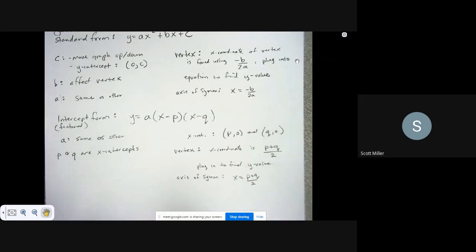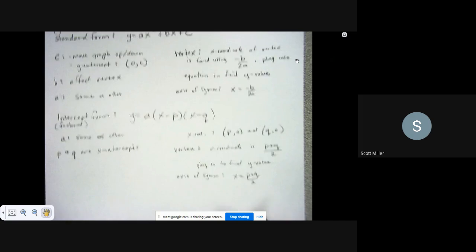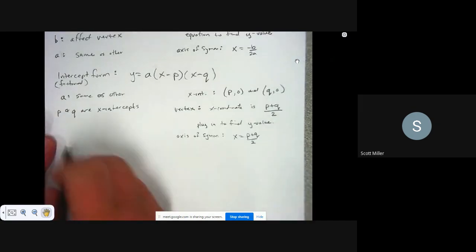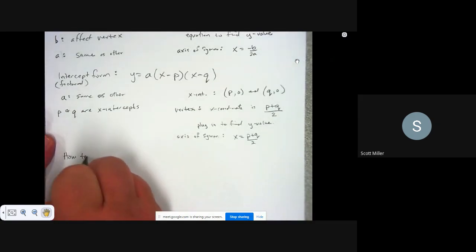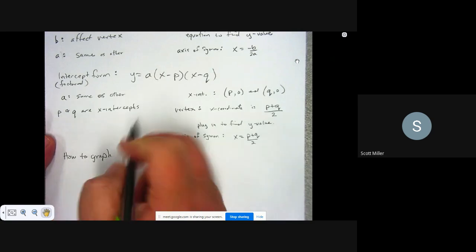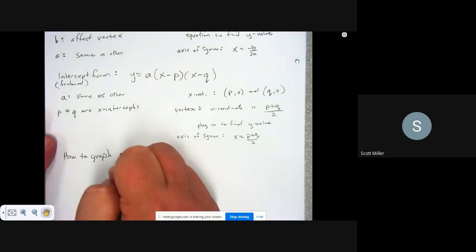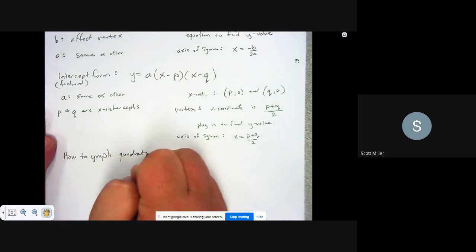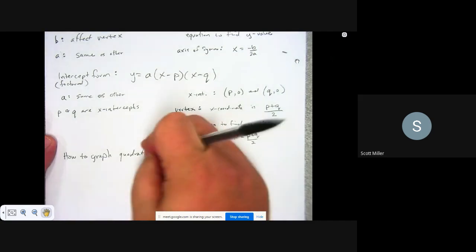So these are the three forms that we're going to be exploring quite extensively in here and using quite often. So we want to be familiar with all three of them, but also we want to learn how to graph these things. So how to graph quadratics. I'll call them quadratic functions.